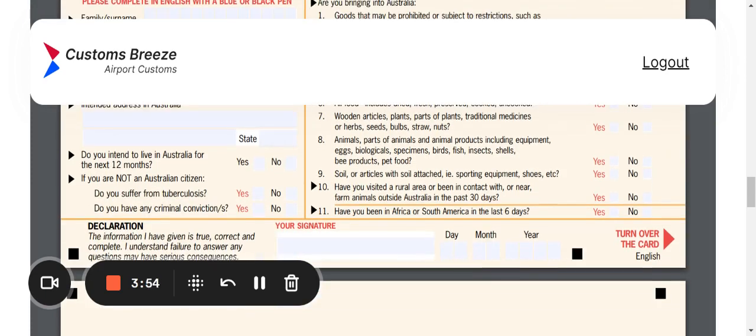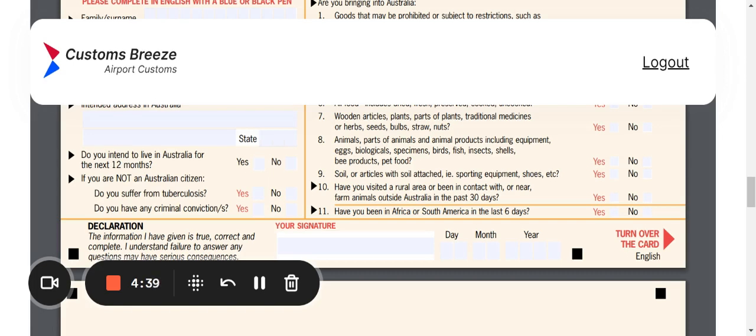Next question is, do you intend to live in Australia for the next 12 months? Well, for this, you either say yes or no. For the next question, if you are not an Australian citizen, these are the two questions that you have to answer if you are not. Do you suffer from tuberculosis, or do you have any criminal conviction? So these two questions are important for them. They want to know whether or not you're going to be a liability, or are they going to need to worry about you when you enter their country. So you either fill out yes or no, depending on what your situation is.